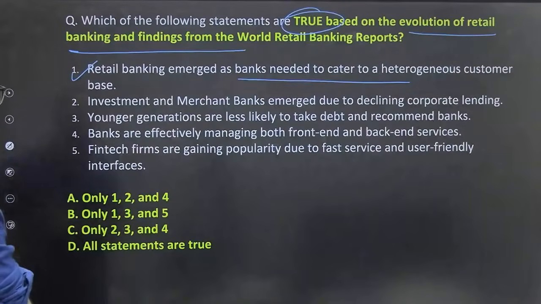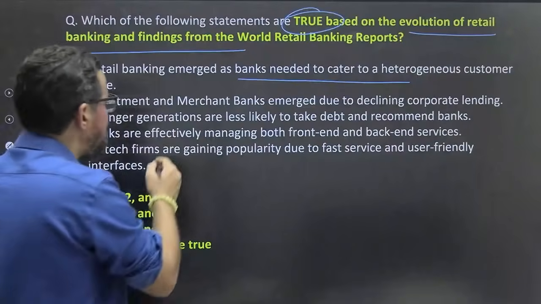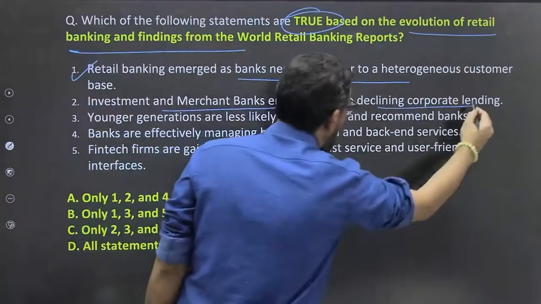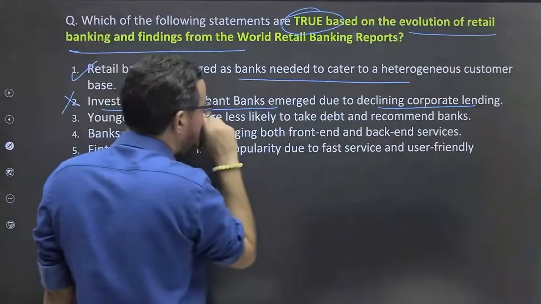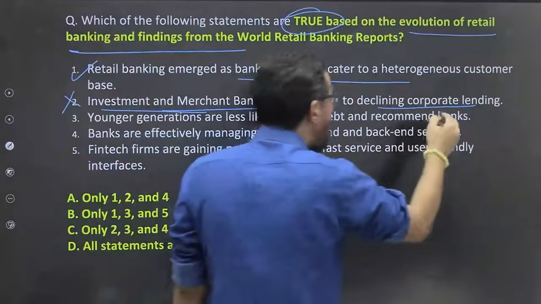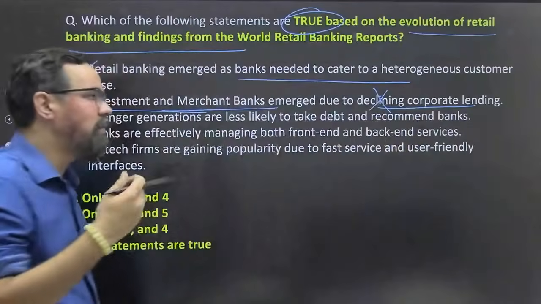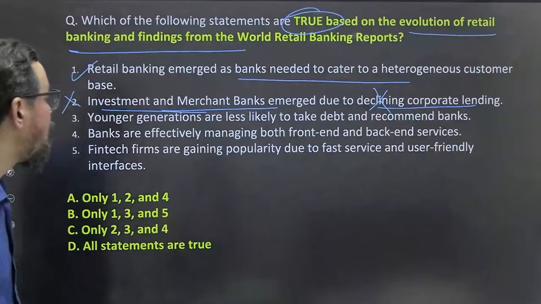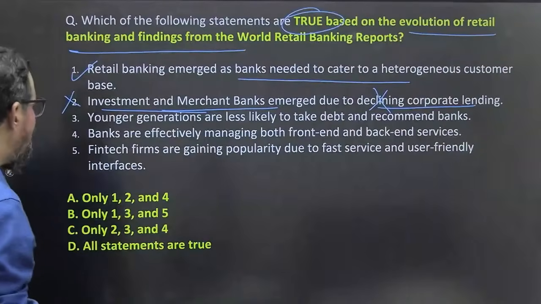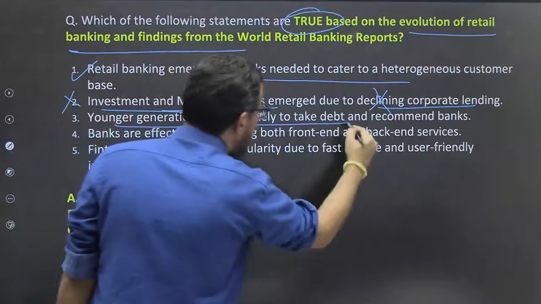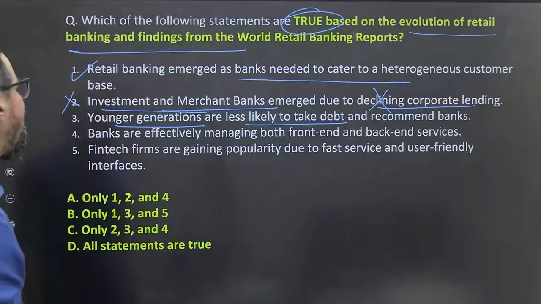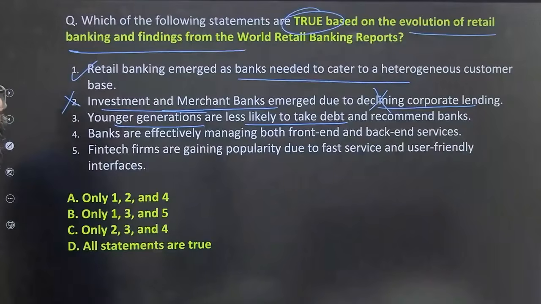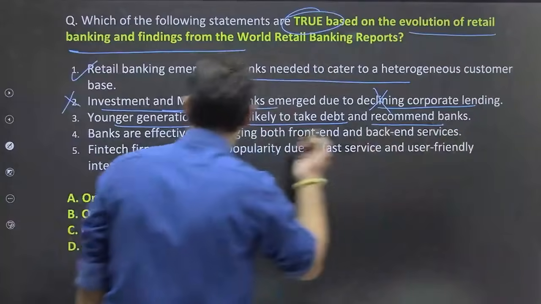Next statement: investment and merchant banks emerged due to a decline in corporate lending. This is no. The emergence of investment and merchant banking is due to not a decline, but an increase in corporate lending and investment opportunities. Next one: younger generations are less likely to take debt and recommended banks. They generally prefer online things.